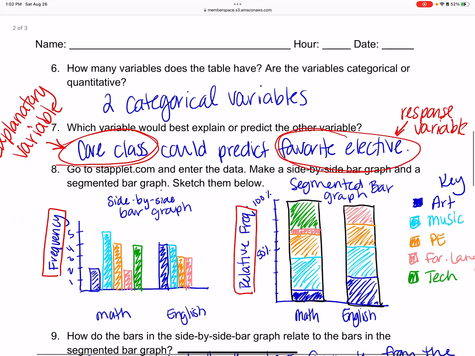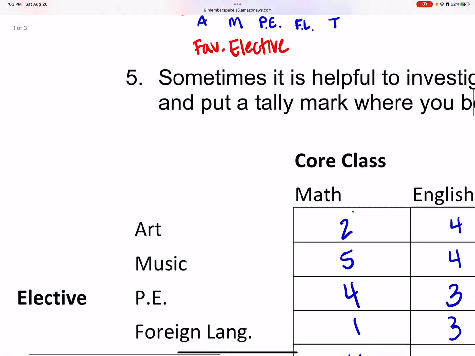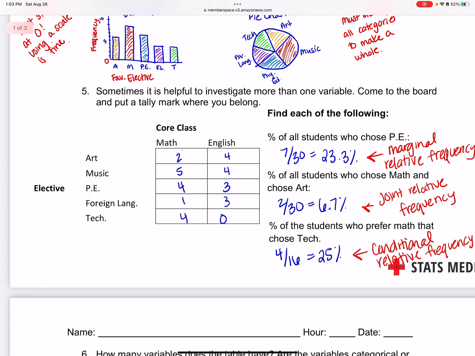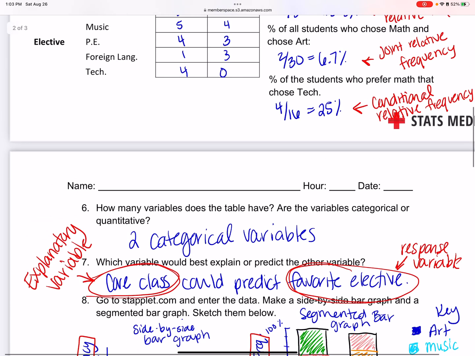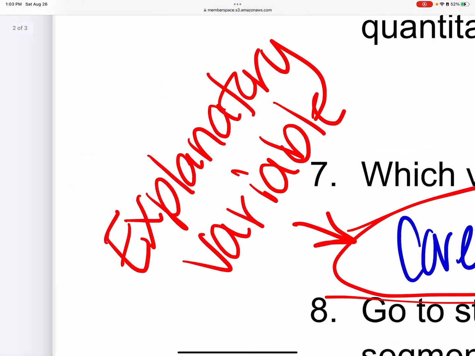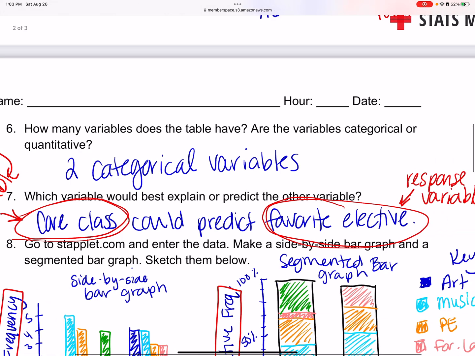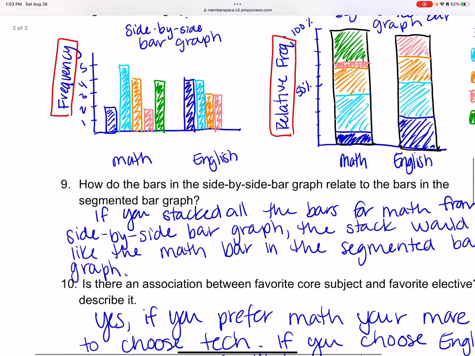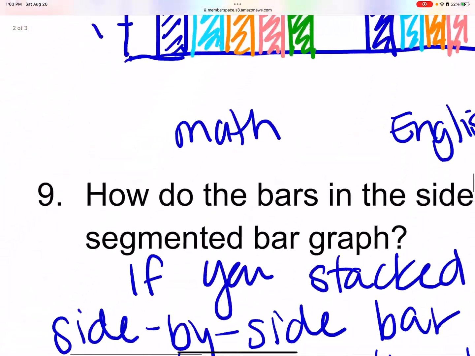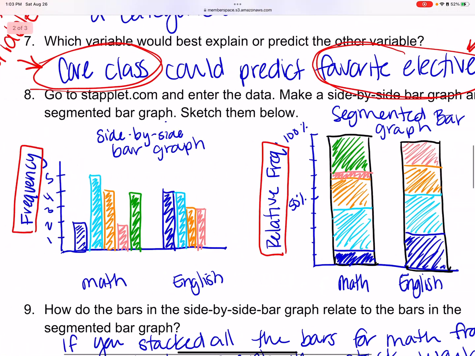It says how many variables does the table have? And we have 2 categorical variables, elective and core classes. Now we have several aspects of the categories, but we have 2 categorical variables. The explanatory variable, which is on my x-axis, and you see x in explanatory, that's how I remember it, is core class, and it could predict my favorite elective, which is the response. So explanatory is my core classes on the x-axis, and the response is my favorite elective.